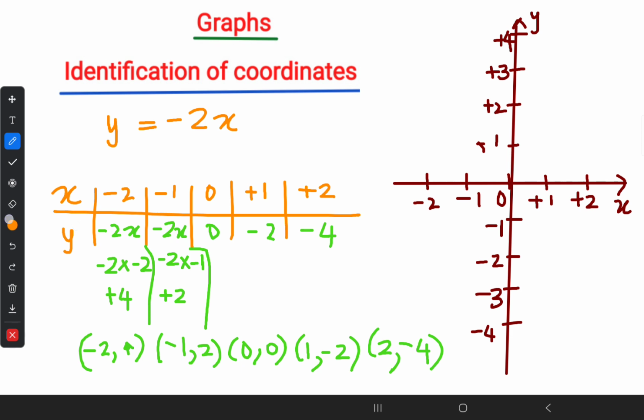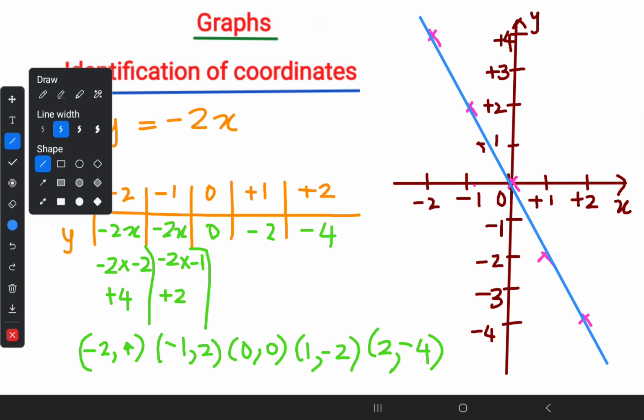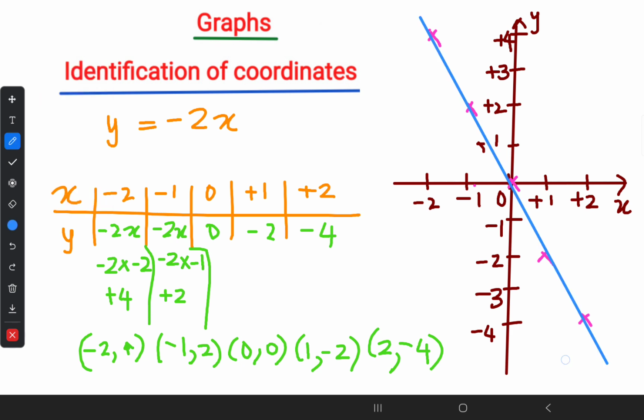Let's mark our coordinates. First coordinate is -2, 4. X is -2, y is 4. Okay, this would be our first coordinate, -2, 4. And x is -1, y is 2. Next coordinate would be this. Next, 0, 0. X is 1, y is -2. X is 2, y is -4. Then we can connect them. Okay, this would be our graph. Its name is y equals -2x.